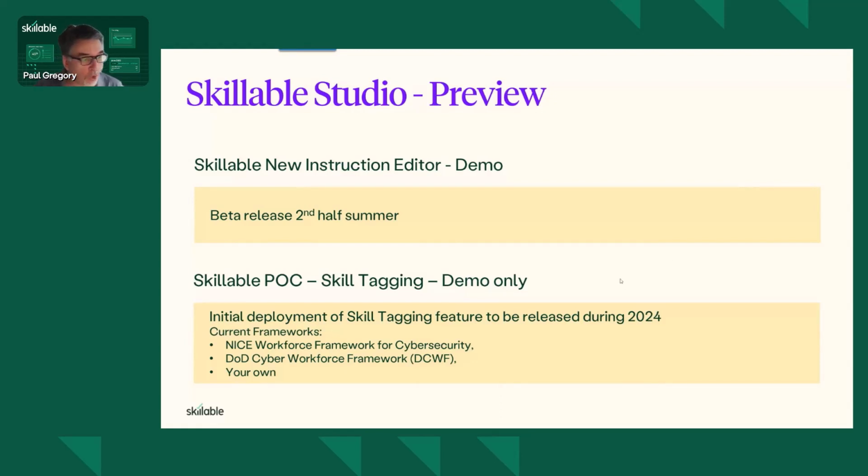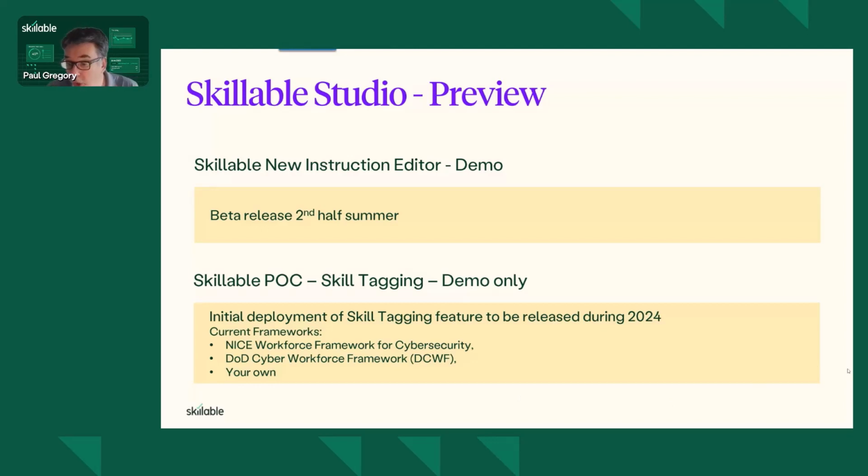So looking at skill tagging allows us to attach a skills framework to our existing labs. Skill frameworks are becoming more and more important to all organizations around the world, whether they build their own skills framework or take an industry standard skills framework like the NIST cybersecurity framework, for example.